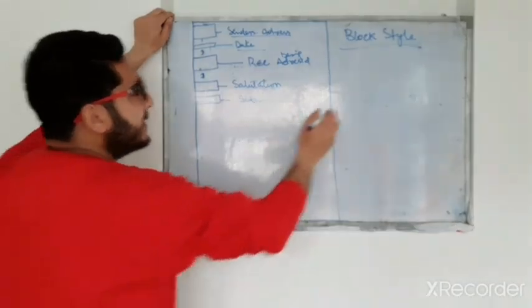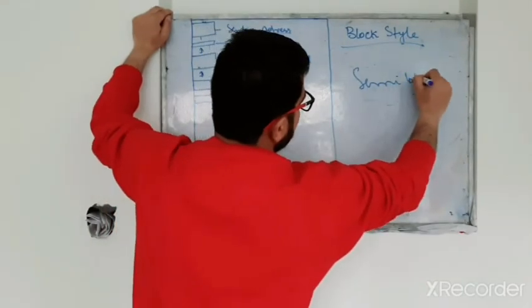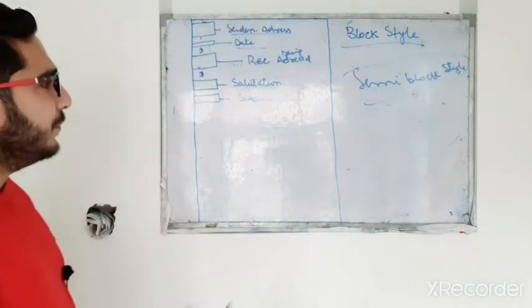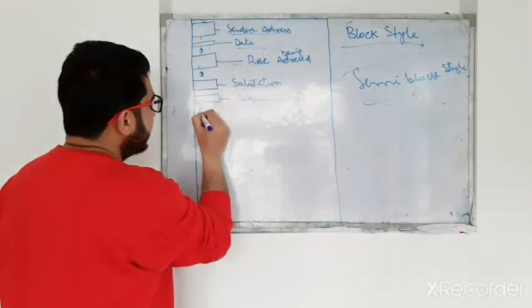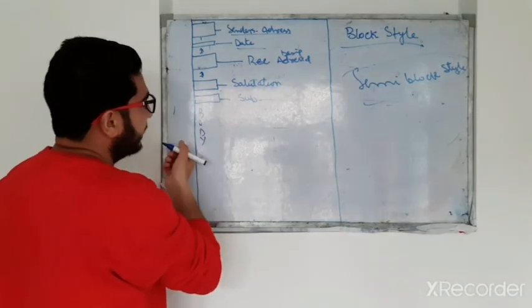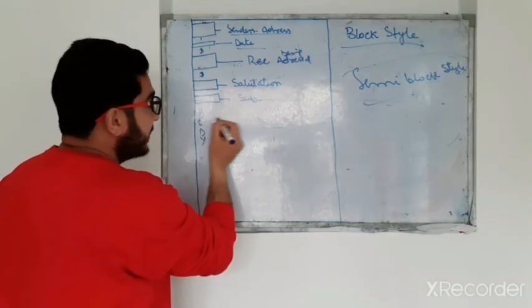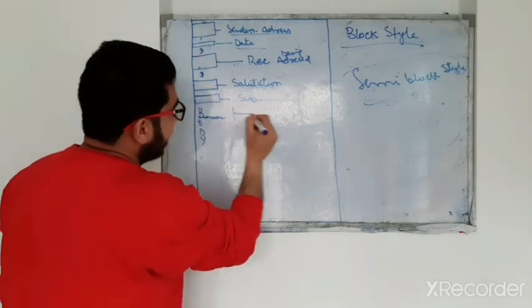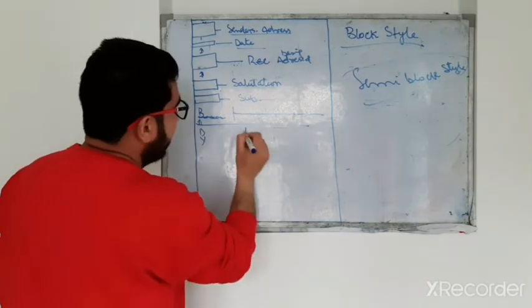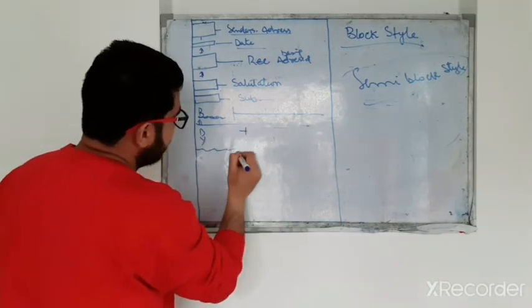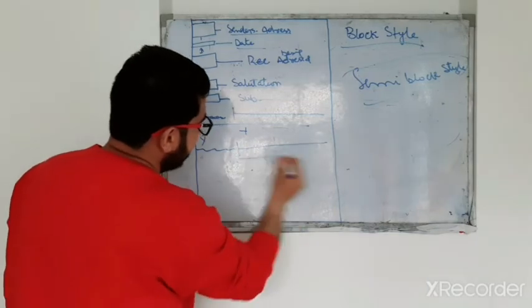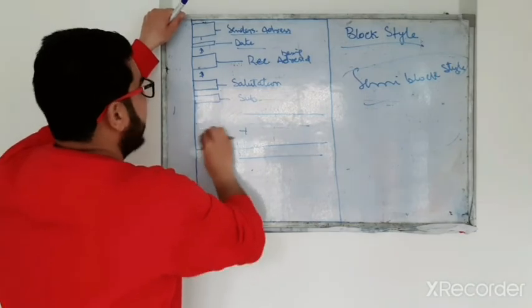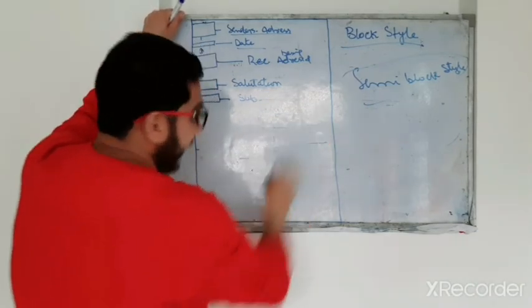See, in semi-block style, what we would do, for example, when I start writing the body, I leave this space and start writing from here. And when the paragraph completes, I leave some space and start writing from here. But it is not done in this style. That is block style.